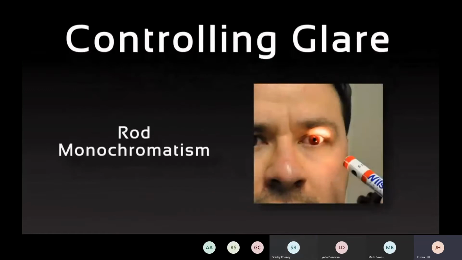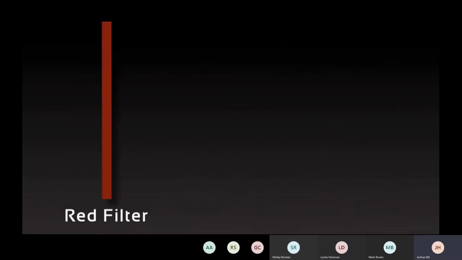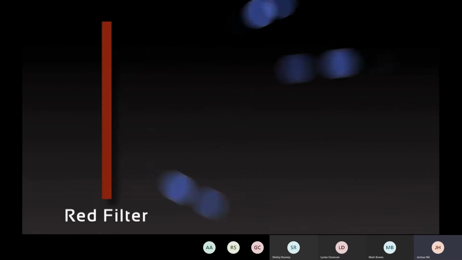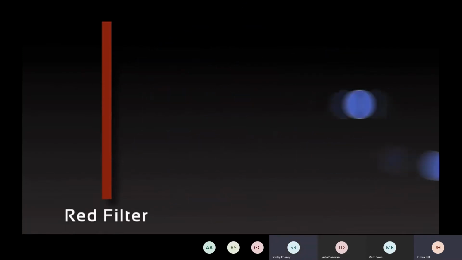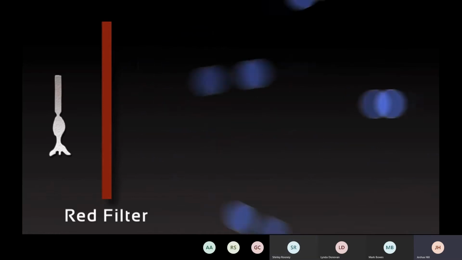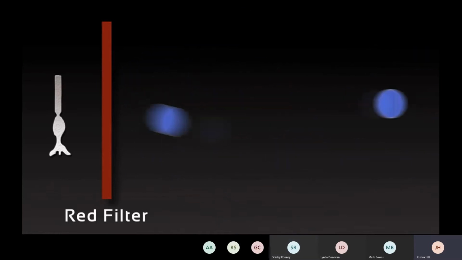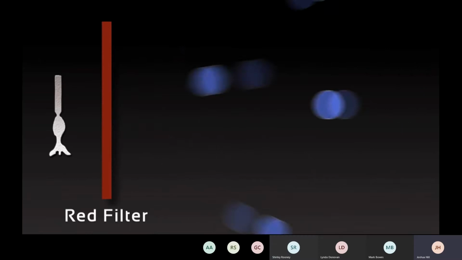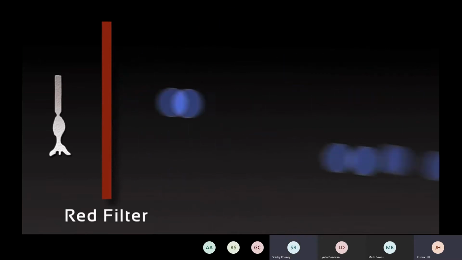The approach, however, is different than in rod monochromatism, where red filters effectively control the glare. In BCM, we must avoid the use of solid dark red filters, as the red will block the blue light entering the eye and further reduce the patient's vision. But red filters are very effective in preventing the bleaching out of the rod photoreceptors, allowing them to function at higher light levels. And blue filters allow the blue light to pass through to the blue cones.